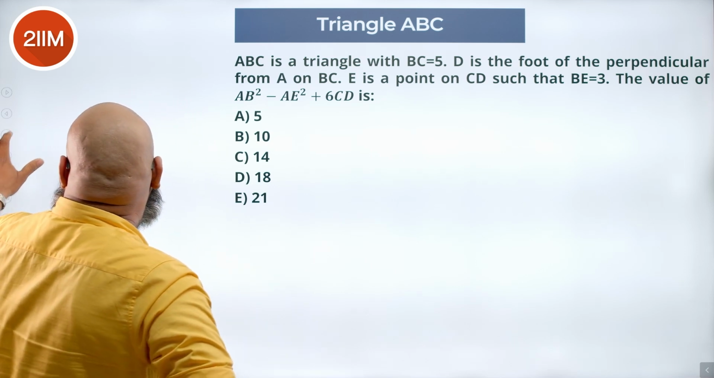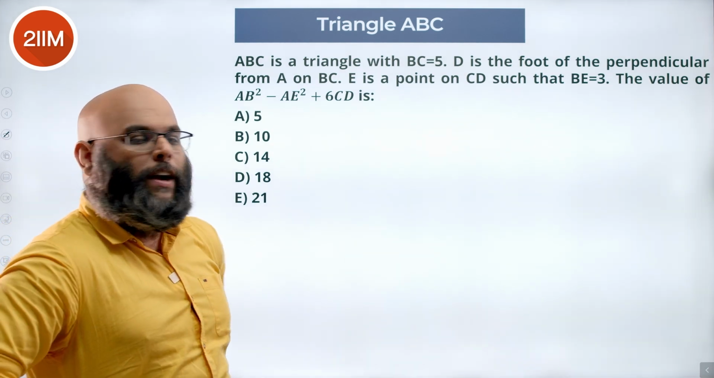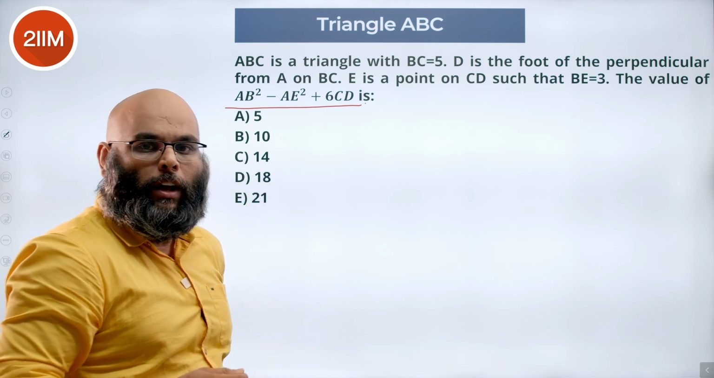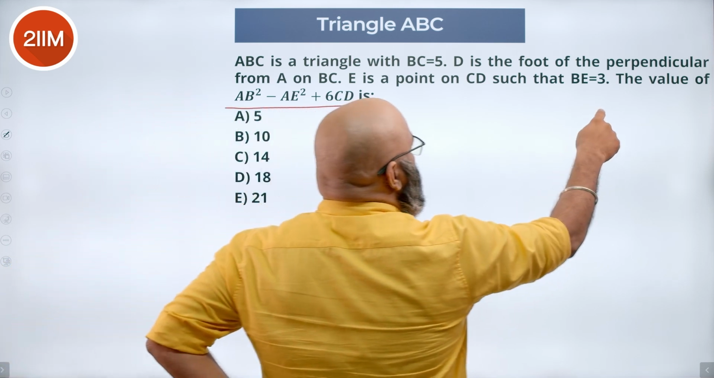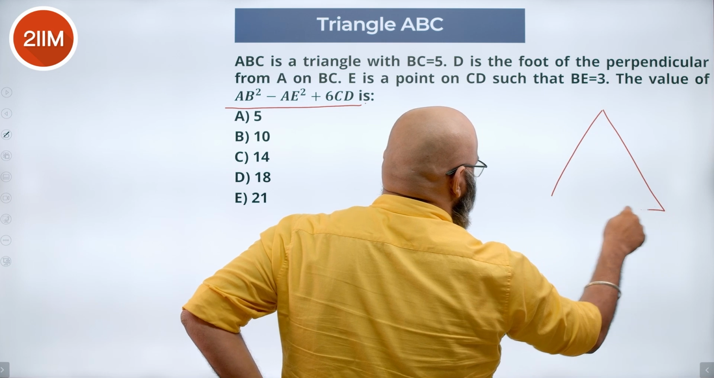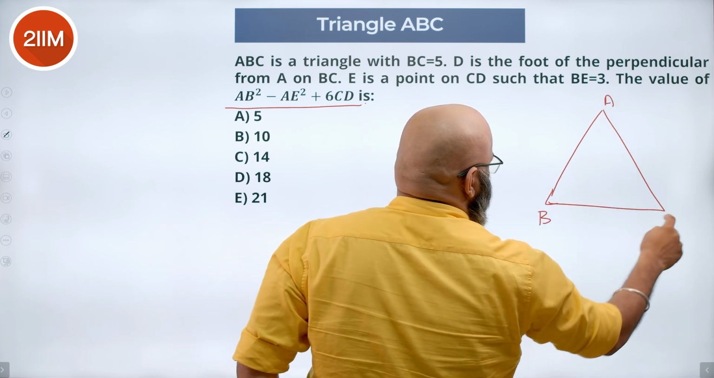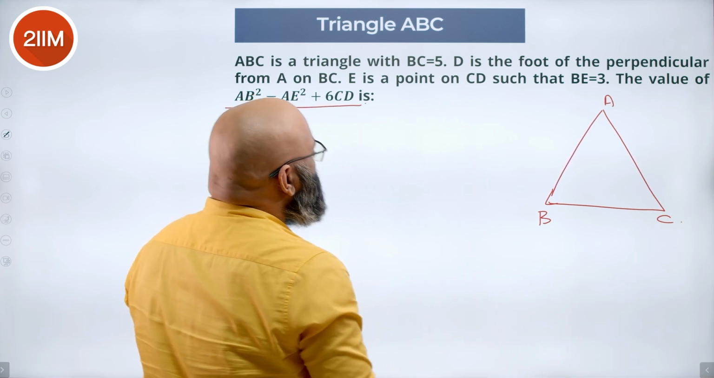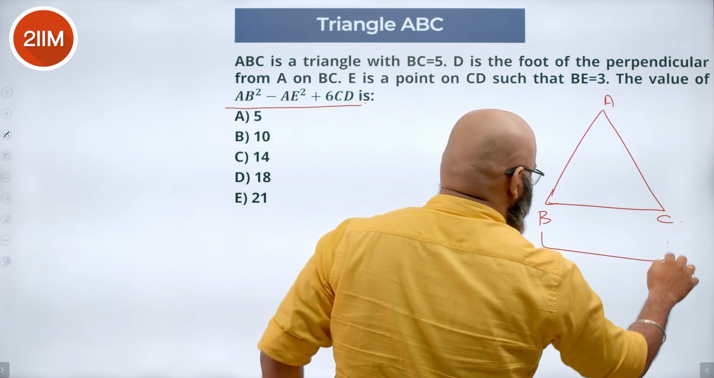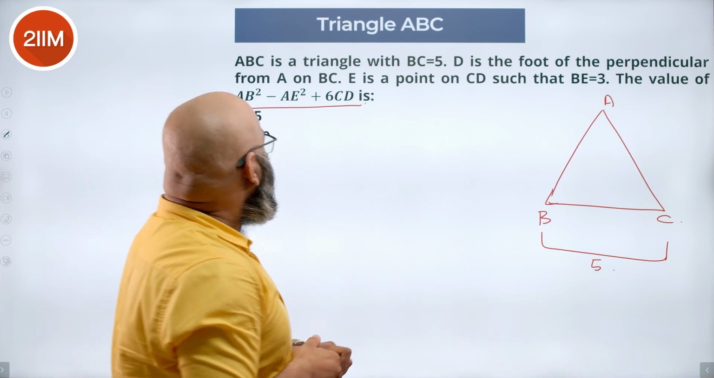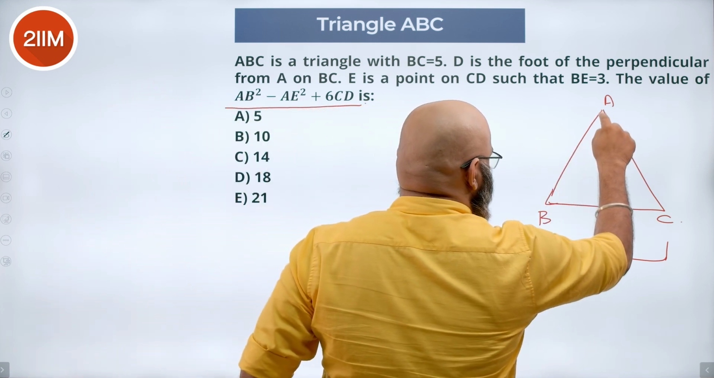Now, purely looking at this question, you might find it a little difficult the moment you see this part. But let's try plotting everything that they have given. So we know ABC is a triangle. Let's say this is A, B, C, such that BC is equal to 5. So this entire part is 5. Right. D is the foot of the perpendicular from A on BC.